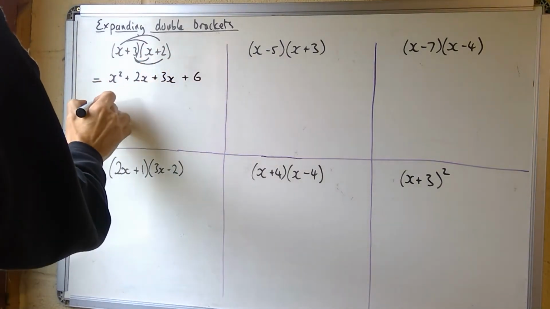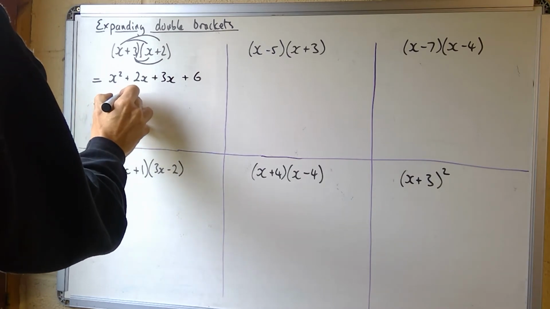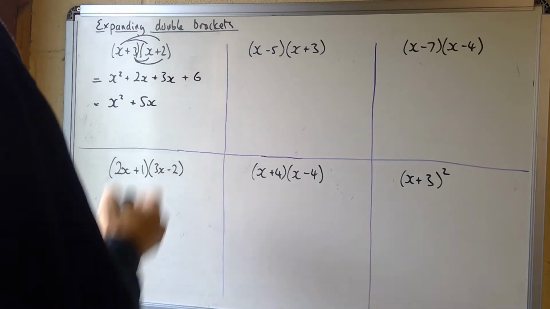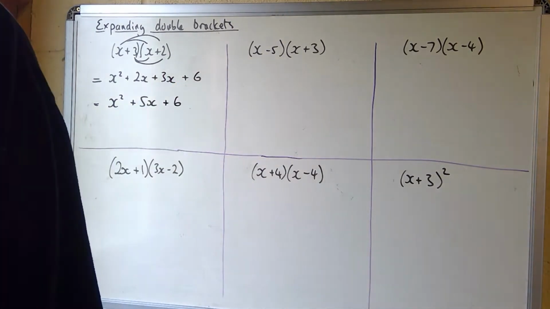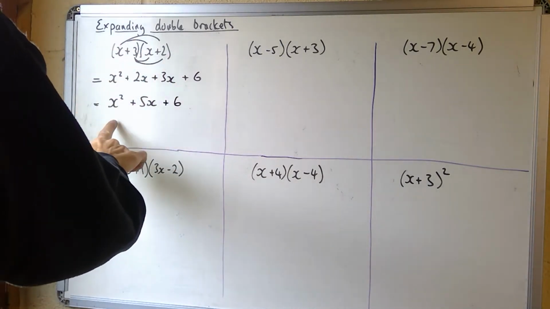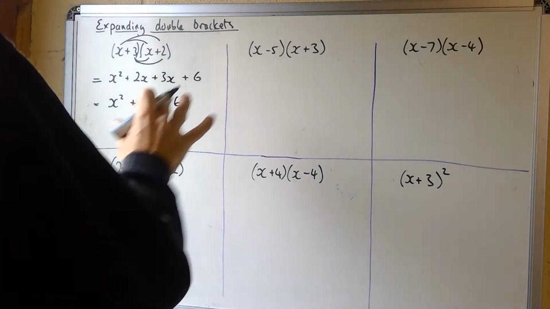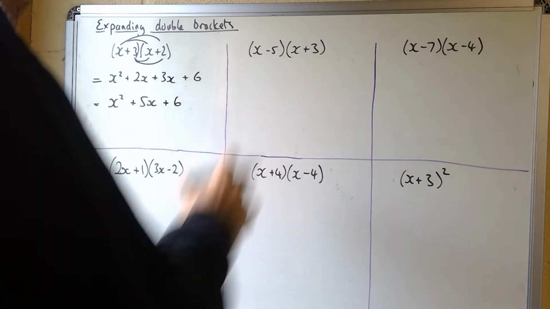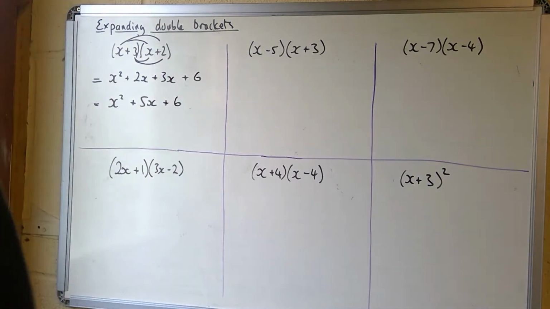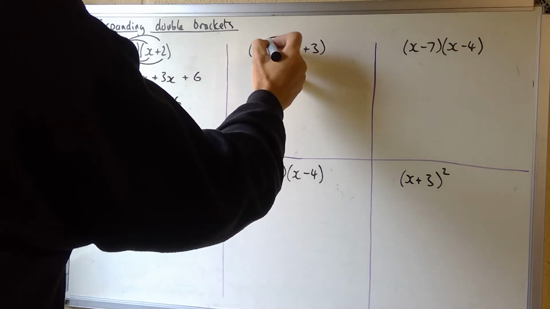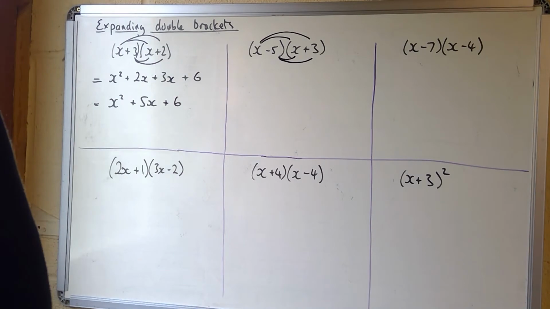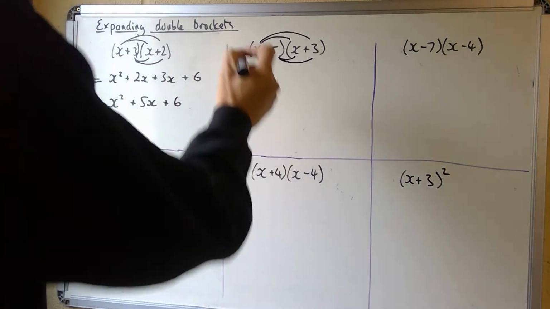What I can do now is collect the like terms. There's only one x squared. The 2x and 3x terms will collect to make 5x, and then plus 6. So that bracket has now been fully expanded. I've got 6 small examples. They're all the same technique, but they're all slightly different, so I'm going to work through them. Each time I'm going to put these arrows on just to help me realise which multiplications to do, and it does help with the order.